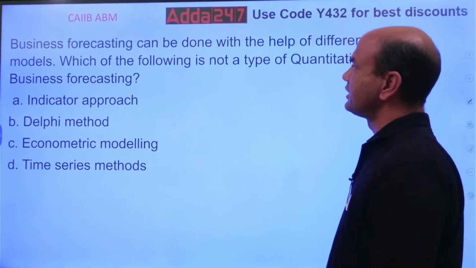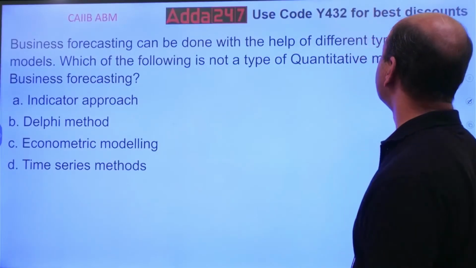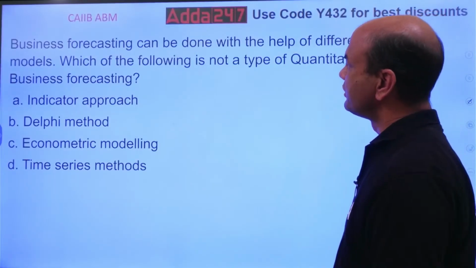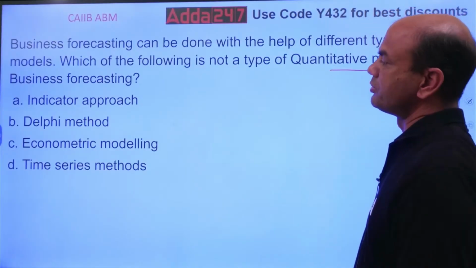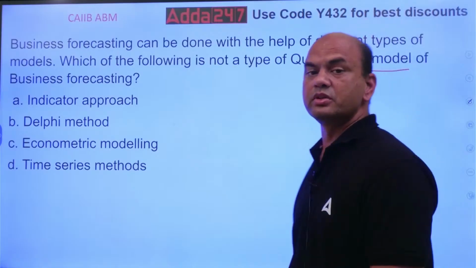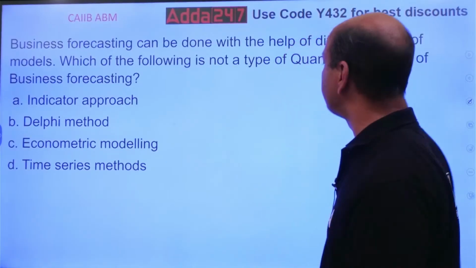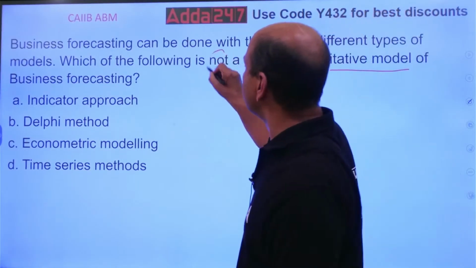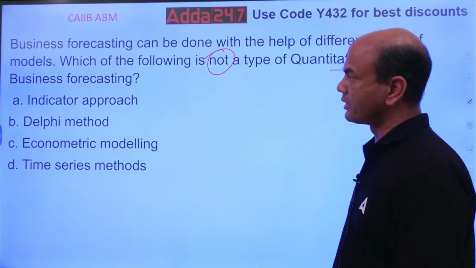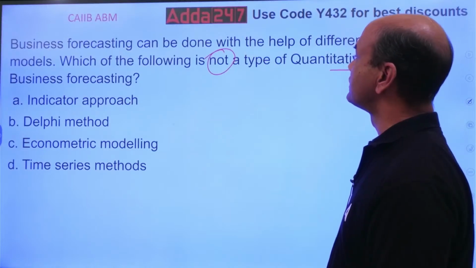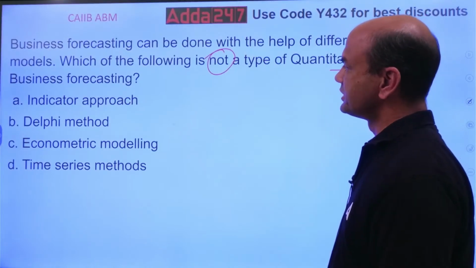Business forecasting can be done with the help of different types of models. Which of the following is not the type of quantitative model of business forecasting? So which of them is not the type? Kindly note, in exam you have to focus on whether it is what is asked. It's a type or not the type. Okay. So which of the following is not the type of quantitative business forecasting?